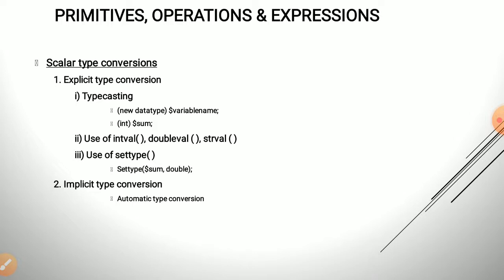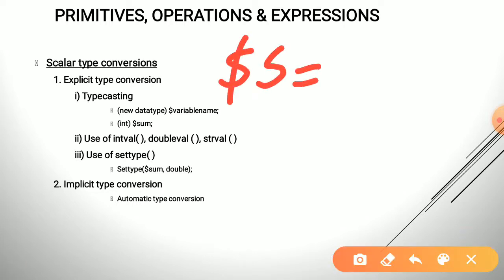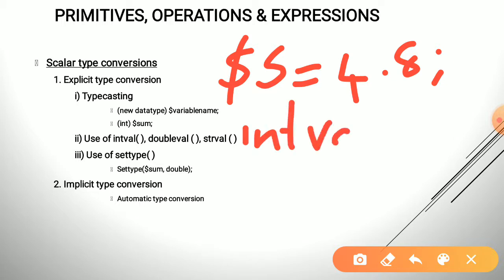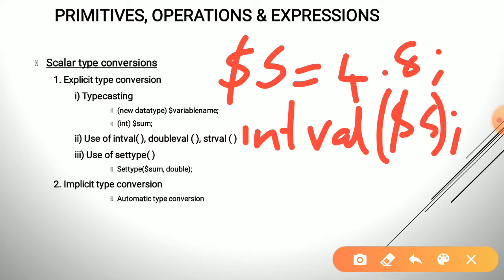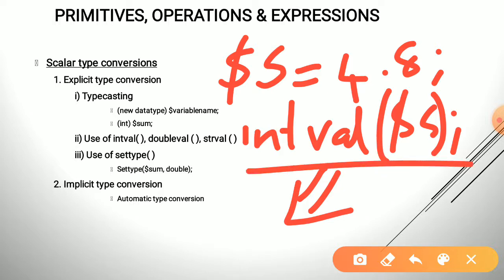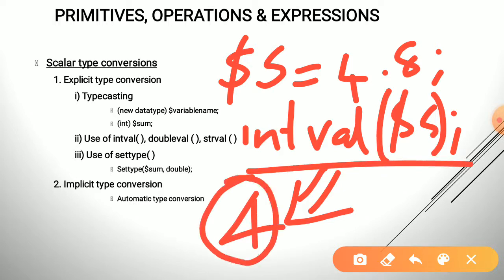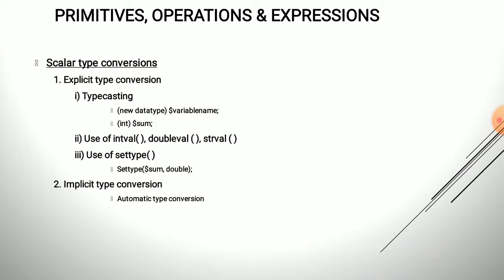For example, suppose $s = 4.8, and we are using the intval function, intval($s). This function will return an integer value, that is 4. So this is the use of the intval function. In the same way we can use the doubleval and strval functions. So that is the second way.